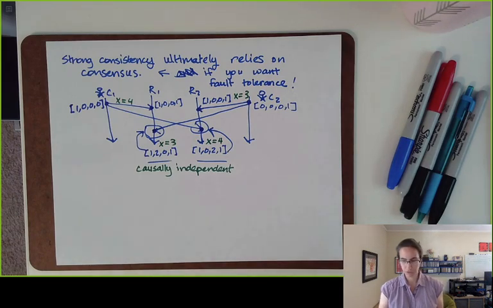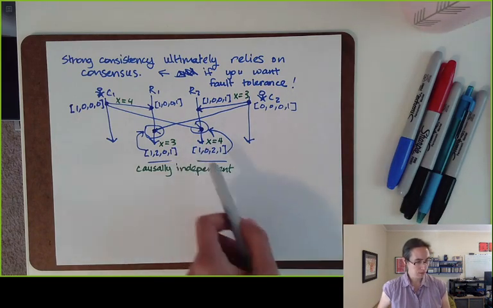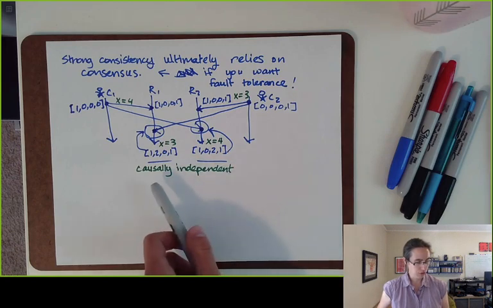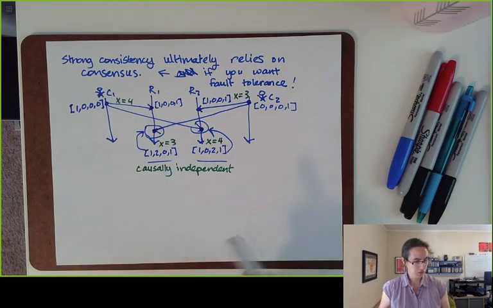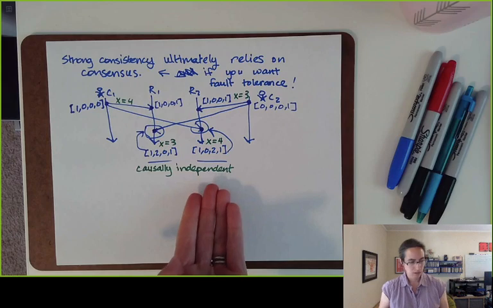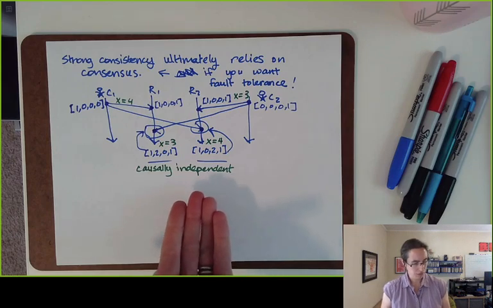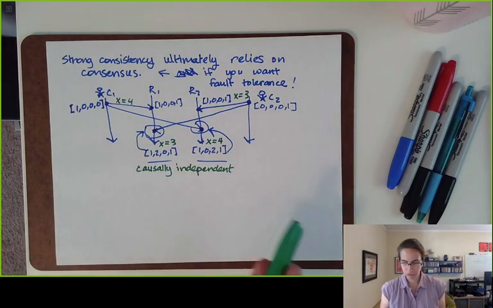Because the issue here was not a violation of causal consistency. Causal consistency is being respected here. The issue is something else. The issue is a violation of totally ordered delivery.